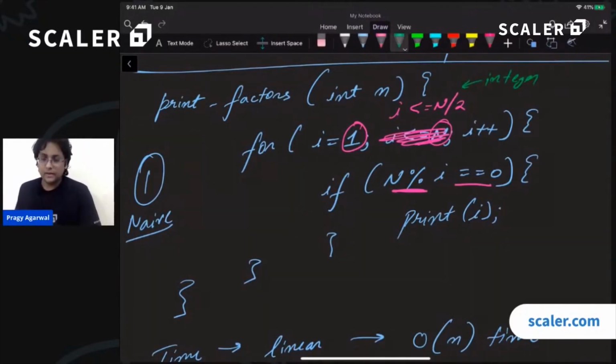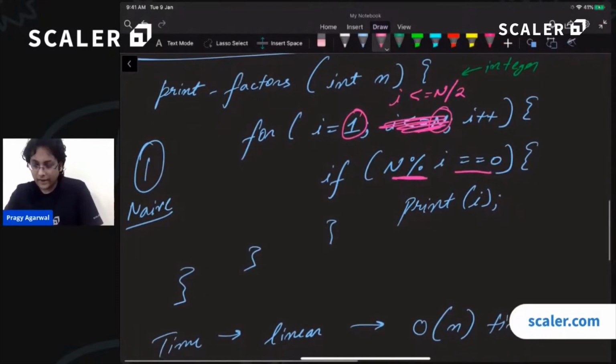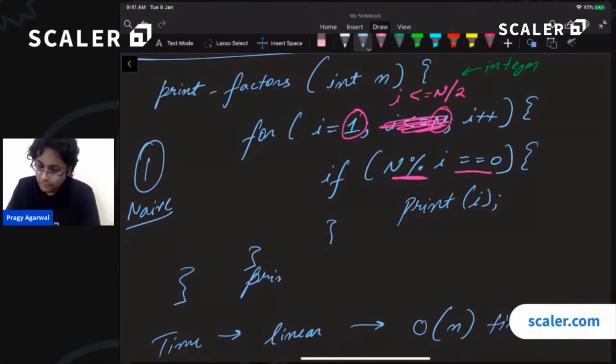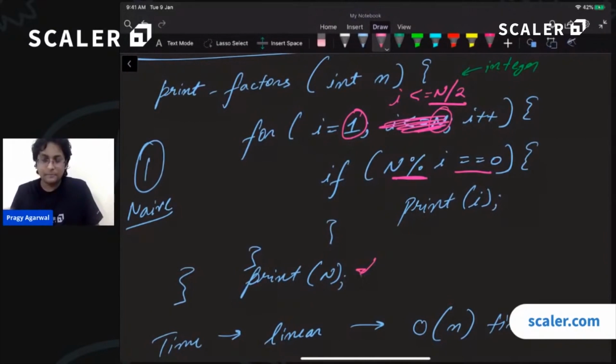In this loop, I will print all these divisors, but now I do not print n, right? I have missed n now. So I will have to add another statement over here, which will simply say print n. Is that clear? Because now our loop is going from 1 all the way to n by 2, so I will not print out n in this loop. I'll have to print it separately.